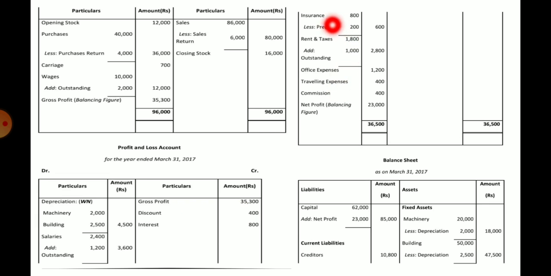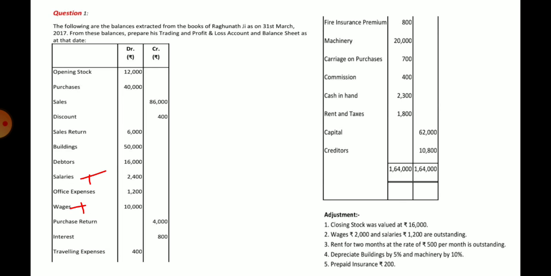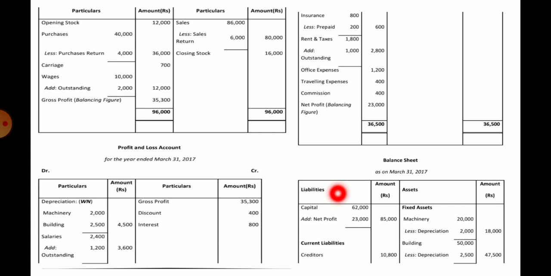And after that discount allowed will be here, and discount, it is not allowed, it is received, and interest is added back. After that, insurance, it is prepaid insurance, so it will be deducted, and rent and taxes 1800, add outstanding, office expenses, travelling expenses, commission paid, and so the balancing figure will be written here. After that, you have to prepare the balance sheet. So balance sheet will be capital, as in the question the capital is given, okay, 62,000.